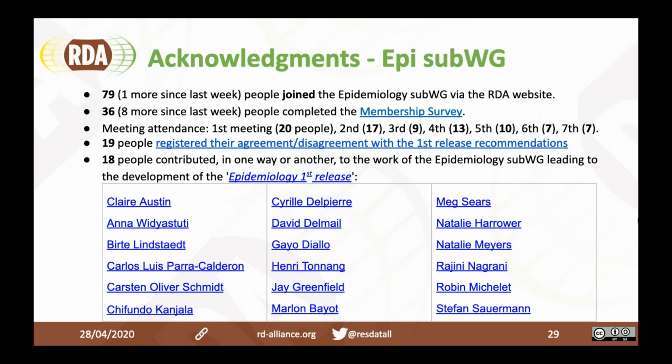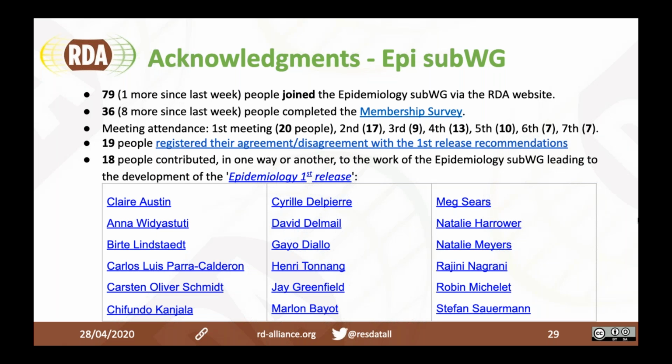So we have 79 members of the working group, 1 more than last week. 8 more have come than last week, so 36 in all completed the membership survey. You can see the attendance at our weekly meetings, 3 times a week.